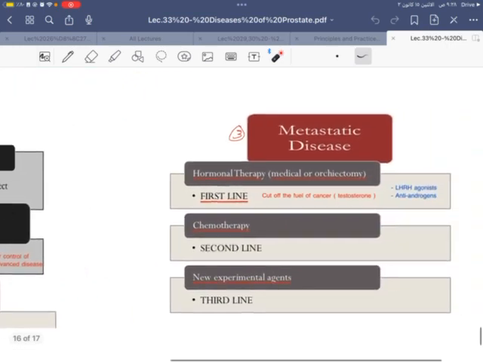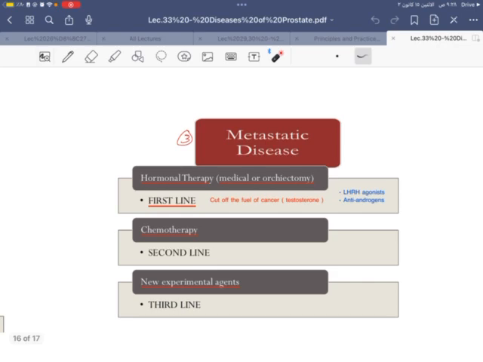Metastasis, we have 3 lines of management. First line is hormonal therapy, whether by medical or surgical castration.